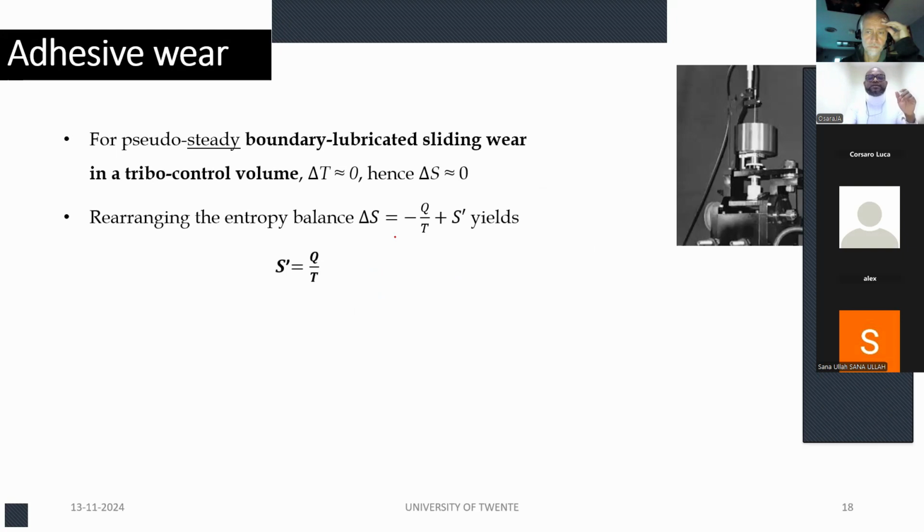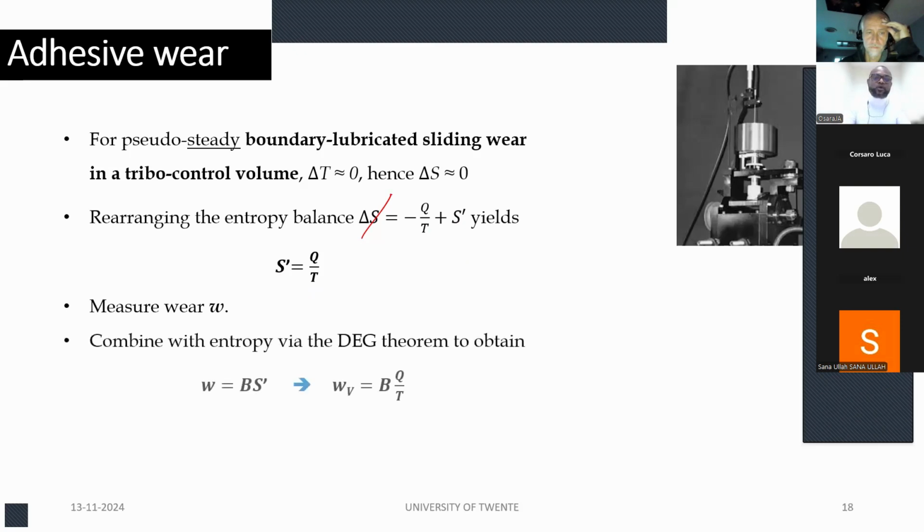So what they did in this work was, if I can keep the temperature constant, then I can assume the entropy change is constant, not generation, entropy change. And then when I rearrange, I just get that the entropy generation is equal to the entropy transfer by heat. So now you're flowing all that heat out by force cooling the system. And then they measured the wear, and they found out that when they correlated the wear with the entropy transfer out of the system, they found a linear correlation.